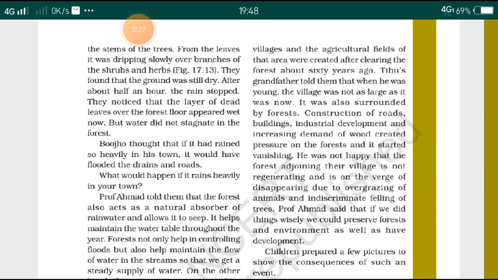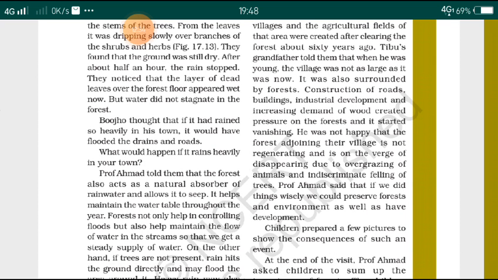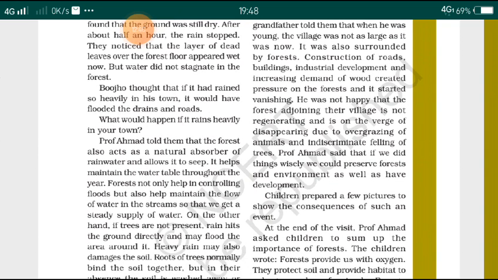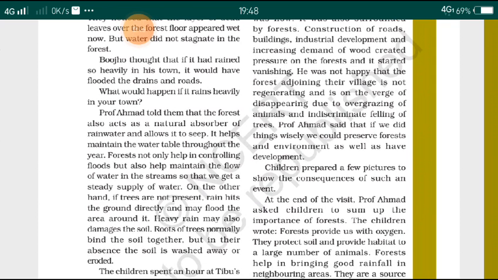After about half an hour, the rain stopped. They noticed that the layer of dead leaves over the forest floor appeared wet now, but water did not stagnate in the forest. Bhujo thought that if it had rained so heavily in his town, it would have flooded the drains and roads.